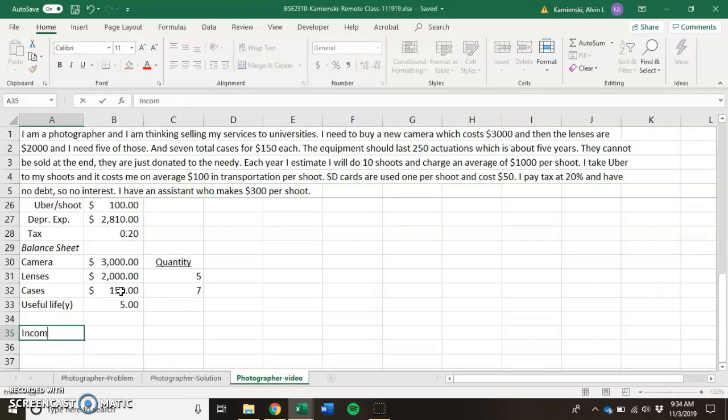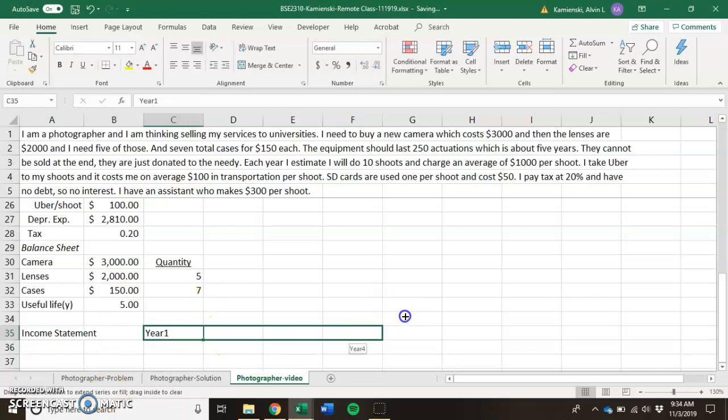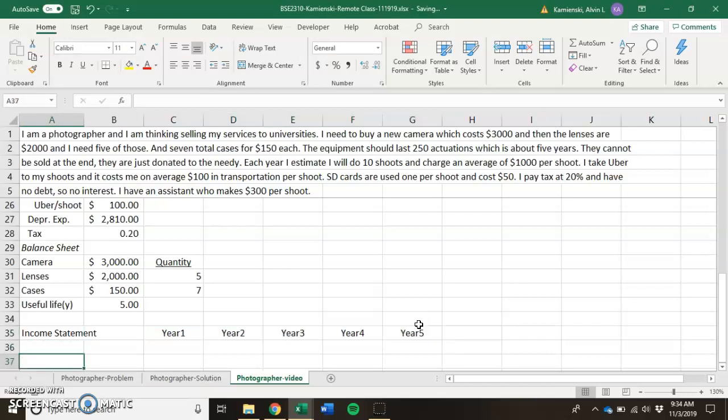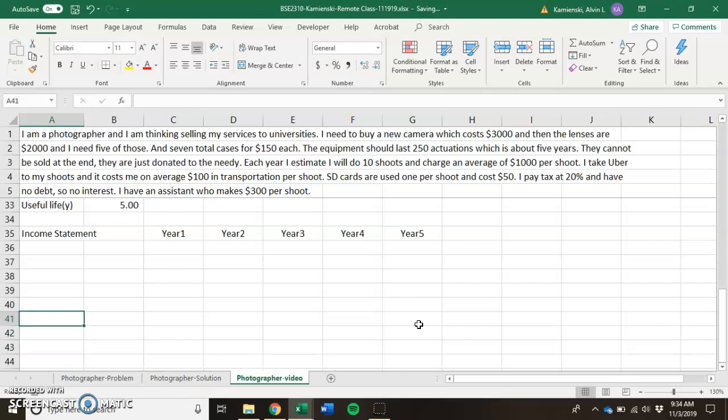Let's go ahead and use this information to calculate out a 5-year income statement. We'll start the income statement in year 1 in column C, so that we free up column B to do our cash flow period 0 later. Crank out the income statement.